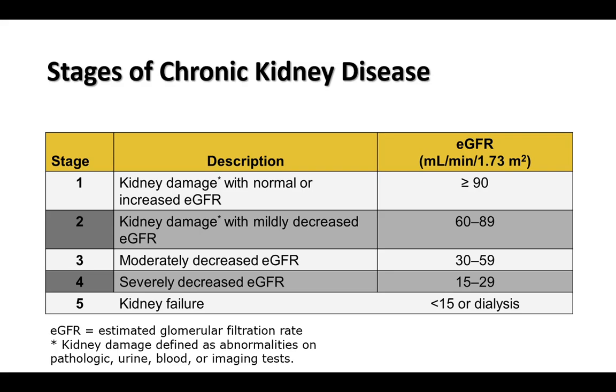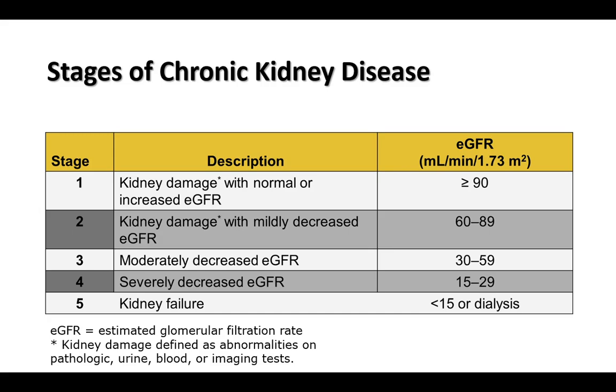Stages of chronic kidney disease. So GFR is usually 120 mL per minute, right? Anything between 90 and 120 is normal, but CKD stage 1 is like 90 to 120. Many of you will have like 95 or 100, no problem. But you have to have kidney damage with normal or increased GFR, then you'll be stage 1.